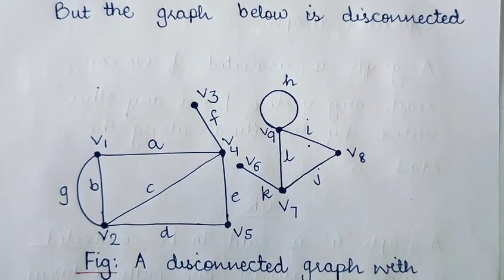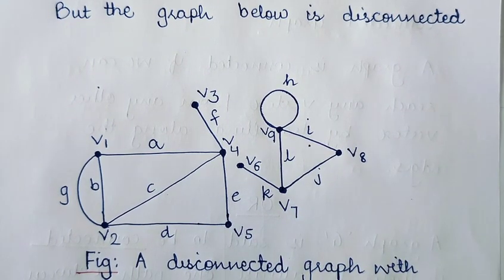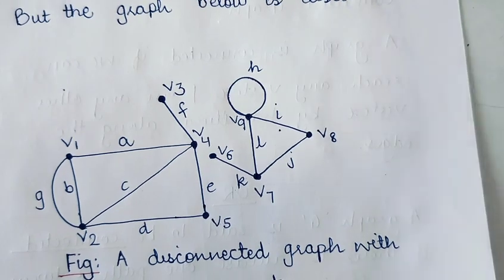So even if one such pair of vertices exists, then the graph is said to be disconnected. That means the condition is that there needs to be a path from all the vertices of the graph to all other vertices of the graph. Else the graph is disconnected. So here you can clearly see the example of a disconnected graph.